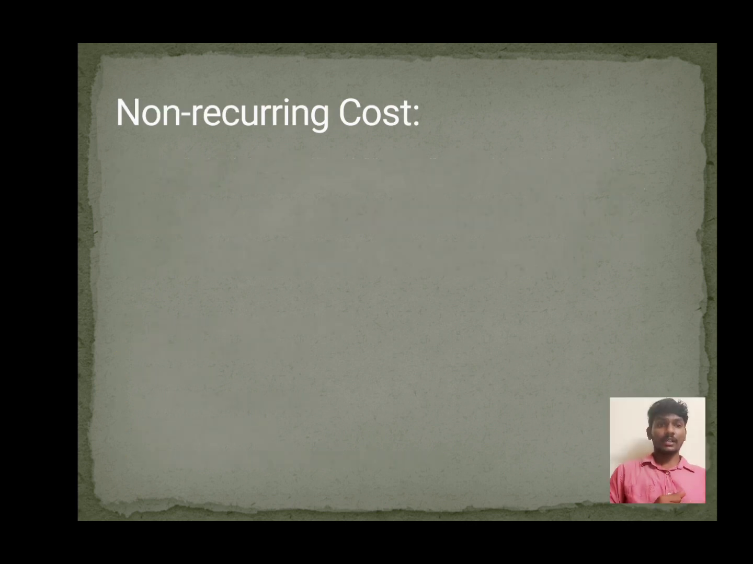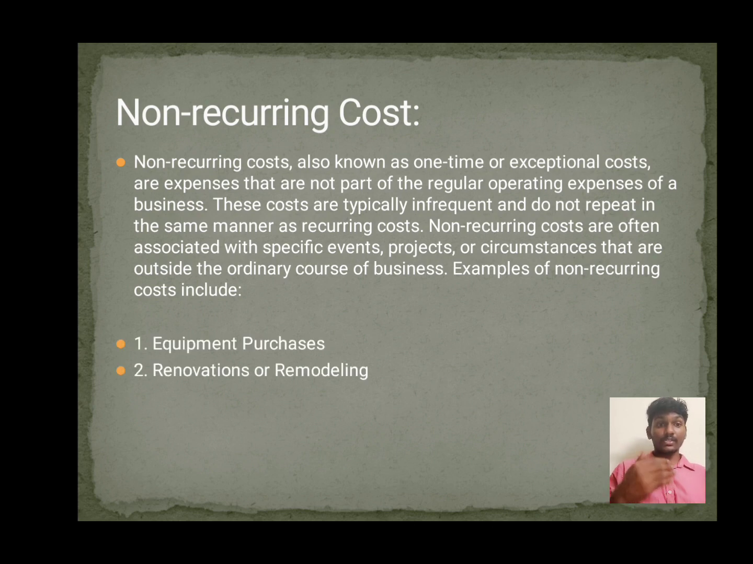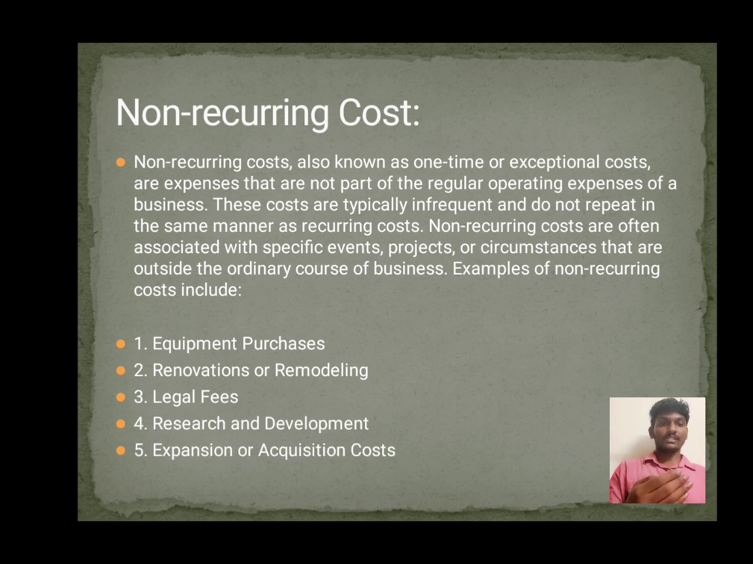Next one is the non-recurring cost. Non-recurring cost is the opposite of recurring cost. These are also known as one-time or exceptional cost. These are expenses that are not a part of regular operational expenses of a business. Non-recurring cost includes equipment purchase, renovation or remodeling, legal fees, research and development, expansion or acquisition.